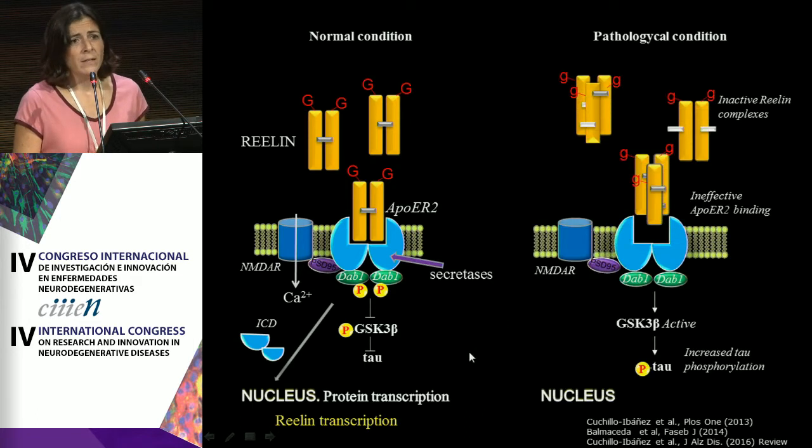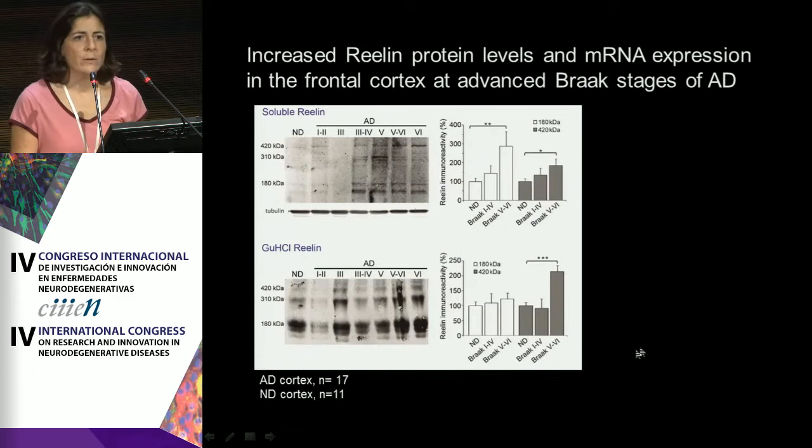We have been working on Reelin for some years, and we have the hypothesis that in Alzheimer's disease, Reelin is forming bigger complexes than dimers. And also we think that the glycosylation of Reelin is different from control samples. So all this together is making Reelin unable to start the signaling cascade, affecting all the signaling cascade, and we have seen also increasing tau phosphorylation. We now are measuring the levels of Reelin in frontal cortex of Alzheimer's patients.